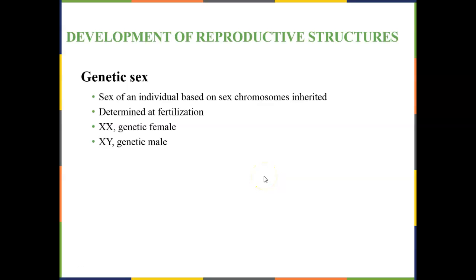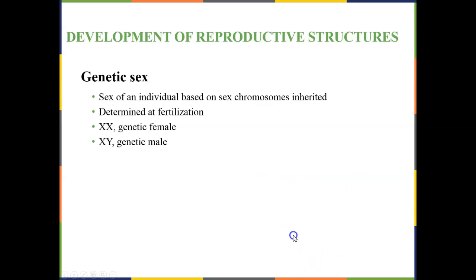In this last video for chapter 27, which I promise is the last video, we're going to talk about genetic sex and then phenotypic sex. So genetic sex is discussing what the chromosomes look like. This is your sex based on if you have two X chromosomes or one X and one Y chromosome. This is determined at fertilization. So you are either male or female depending on the chromosomes that you have. If you are XX, then you are genetically a female. If you are XY, you are genetically a male.